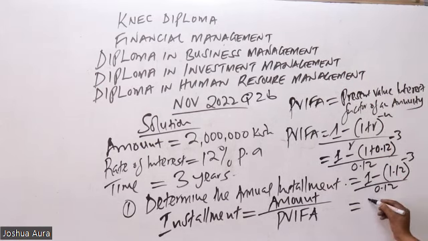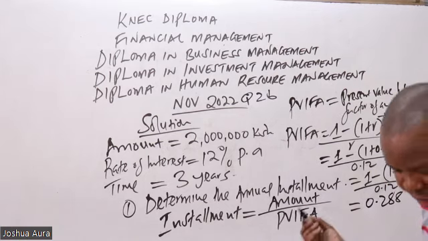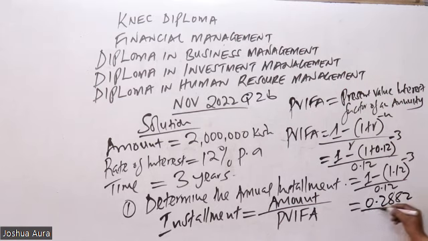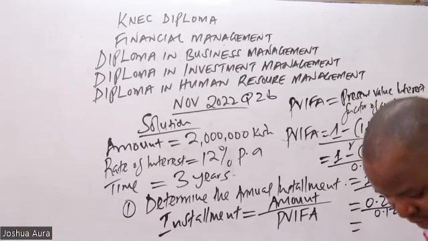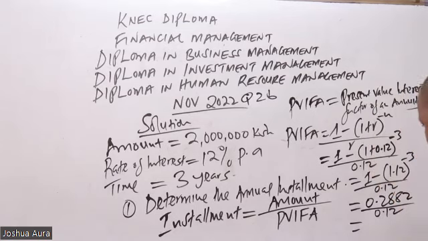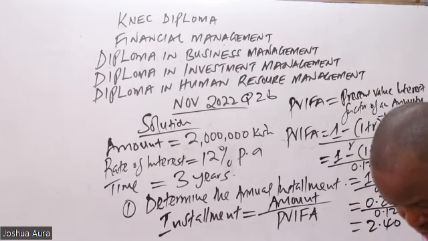So here I'm getting 0.2882. We divide this by 0.12 to get our discounting factor. We are getting 2.40.